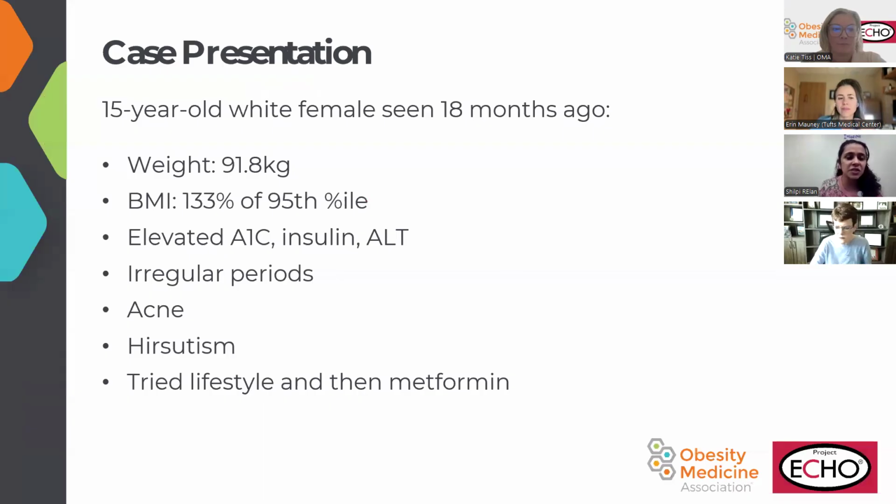So this is a 15-year-old white female who was referred to our clinic 18 months ago for class 2 obesity. As you can see, BMI here, 133% of 95th percentile. In addition to that, she had elevated A1C in the pre-diabetes range. She had elevated fasting insulin levels, and the ALT was in 200, so significantly elevated compared to our pediatric range. She also had irregular periods, acne, and hirsutism. Because of these symptoms, we also did free testosterone levels, and she met the criteria for PCOS.